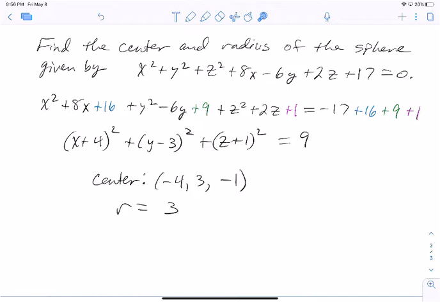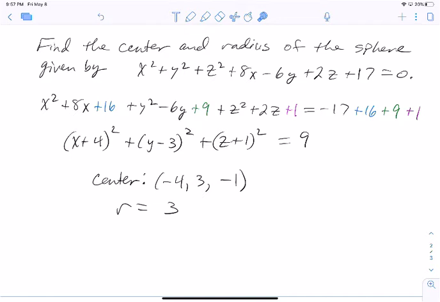Gathering together the x's, we have x squared plus 8x. Completing the square there, we divide 8 by 2 and then square it. The result is 16. We add 16 to both sides. Likewise, y squared minus 6y. Cut the 6 in half, square it. We get plus 9 on both sides. And finally, for z squared plus 2z, we're adding 1 to both sides.